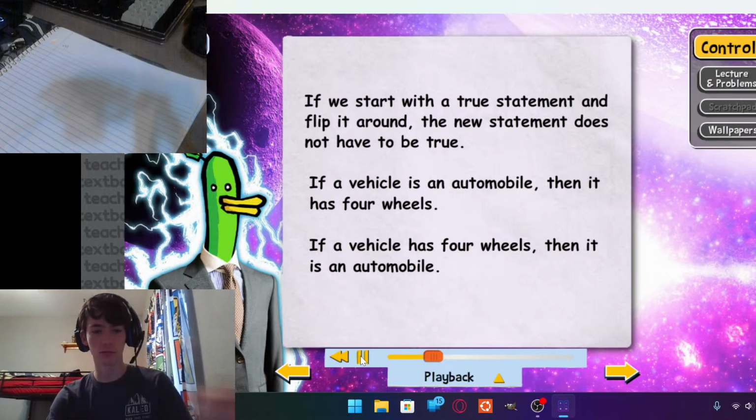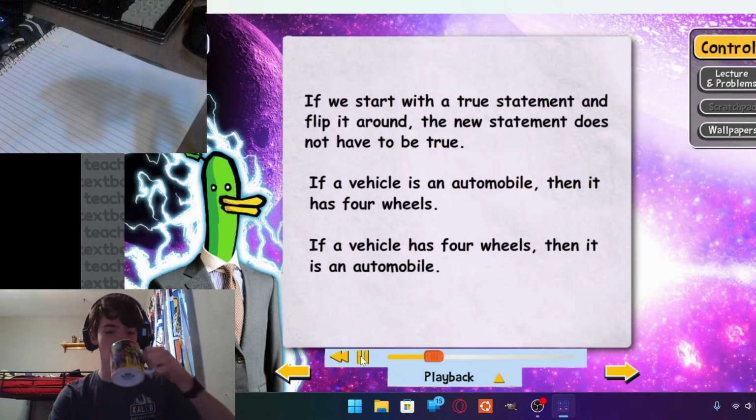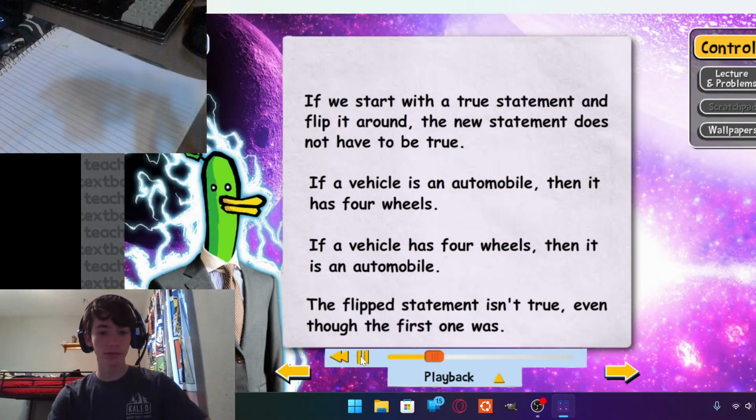Pretty sure the second statement, the flipped around statement, is not true, even though the first statement was. And so this is why you can't just flip things around and then use the new statement to prove something. How do you know that the flipped around statement is right? A Venn diagram of these two will show the problem pretty clearly.